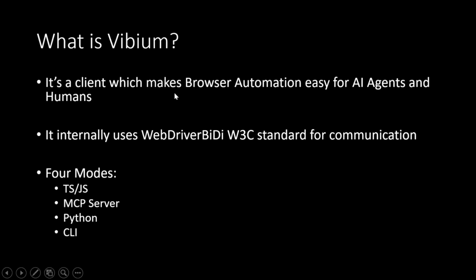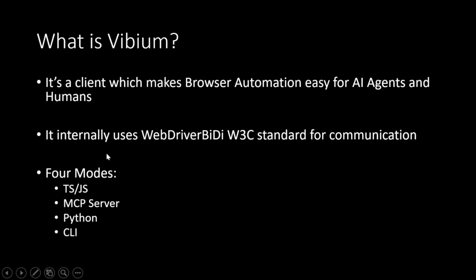So what is Vibium? Vibium is a new tool introduced by Jason Huggins, the developer of Selenium. Similar to other browser automation clients like Selenium, Playwright, this is also a client which makes browser automation easy with the help of AI agents such as GitHub Copilot, Claude, Gemini, and many others which support the MCP protocol. Also, it is available in the form of a library, so humans can download those libraries to interact with the browsers.